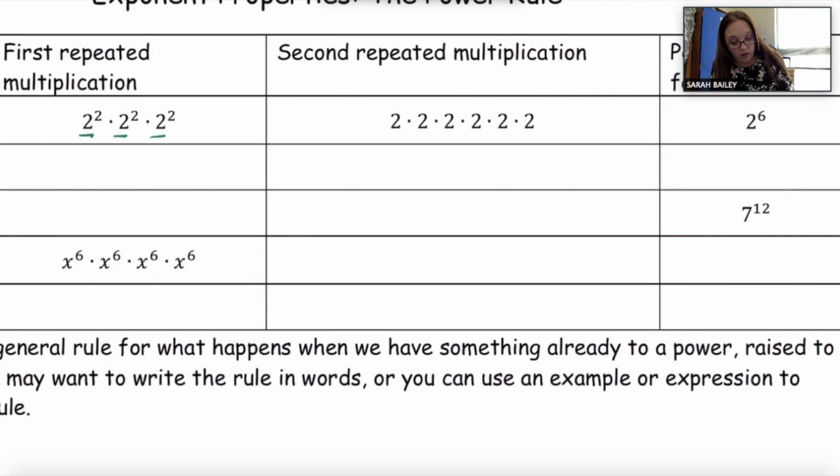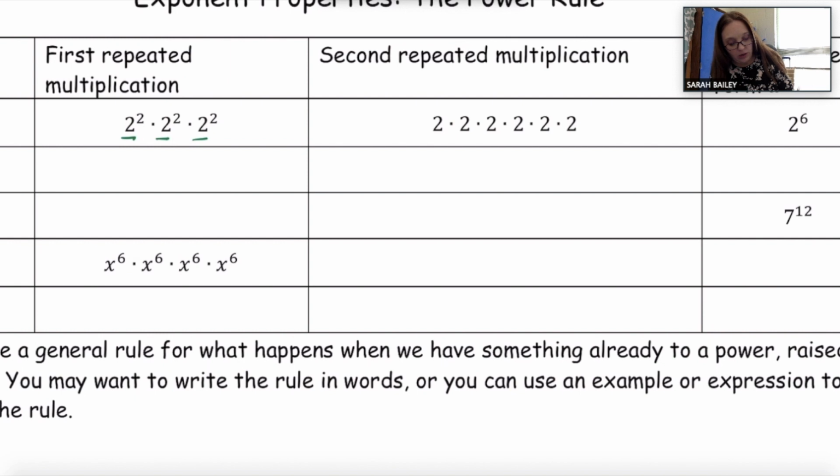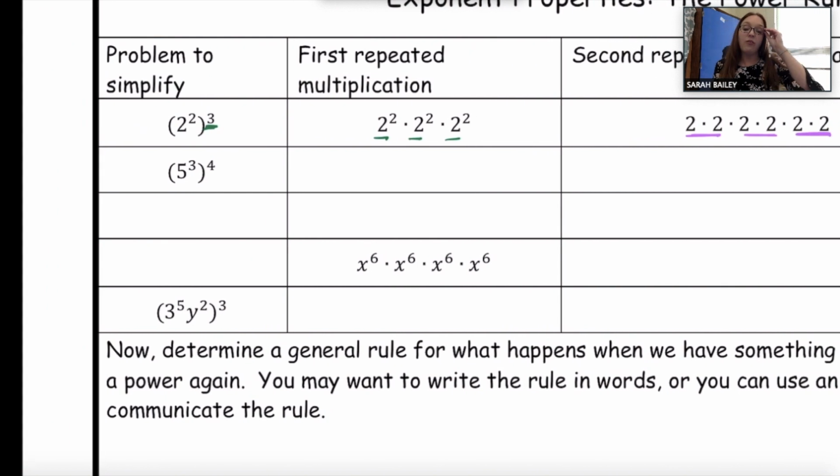So, here's a group of 2 squared, here's a group, and here's a group. So they're all expanded out. Altogether, that's 6 2's being multiplied together. So it's 2 to the 6th power. Let's try another example. This time we have 5 cubed to the 4th power.